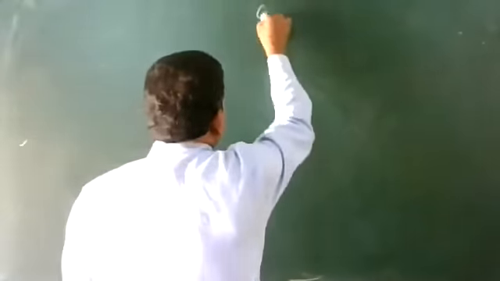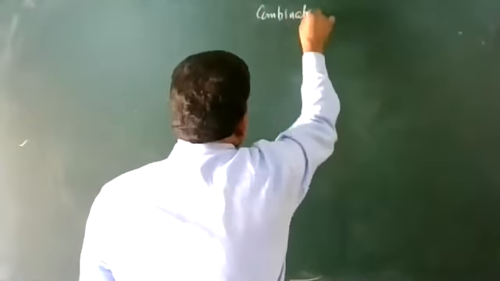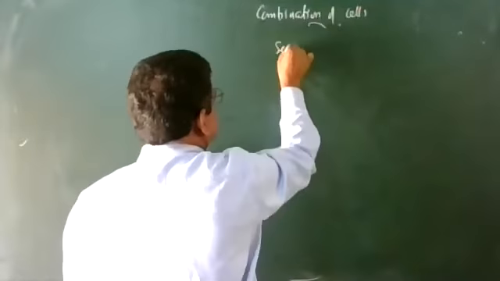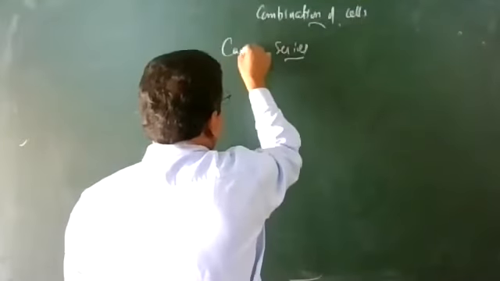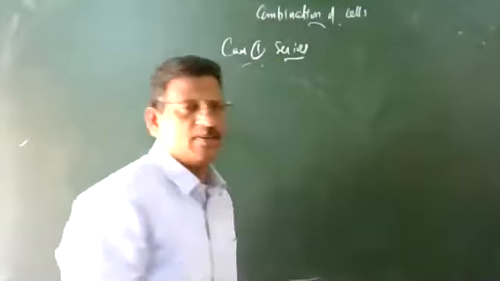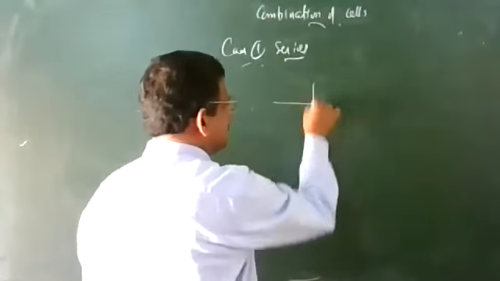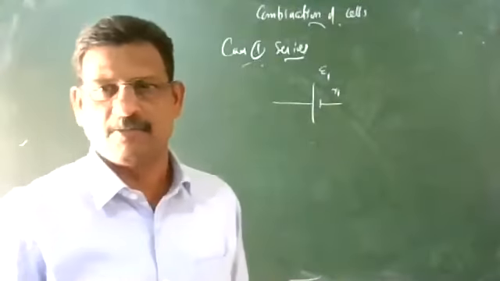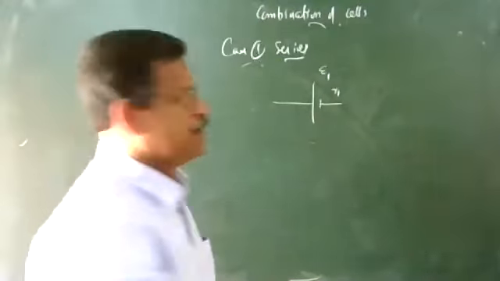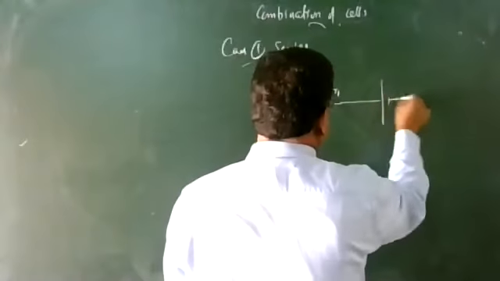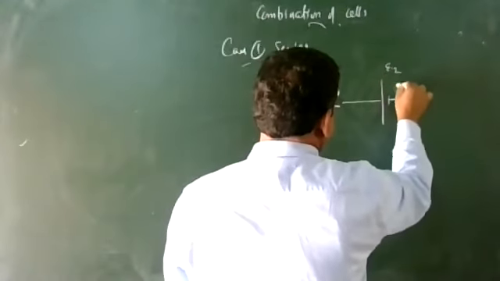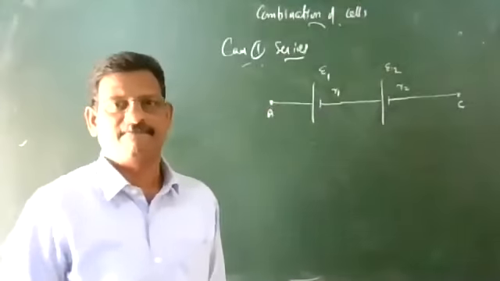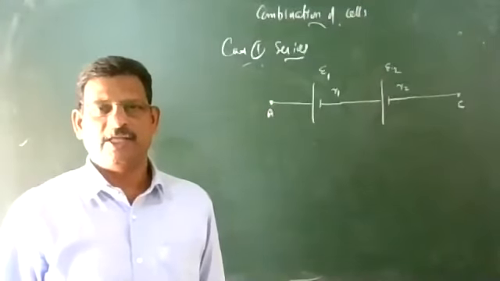Suppose we take a combination of cells. First one, series combination. Two cells: one of EMF E1 and internal resistance r1. Internal resistance is always represented by small letter r. Another cell is here with EMF E2 and internal resistance r2. They are connected between the two points A and C. They are connected in the way that they are supporting each other.